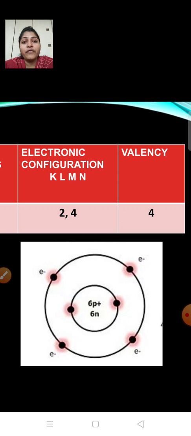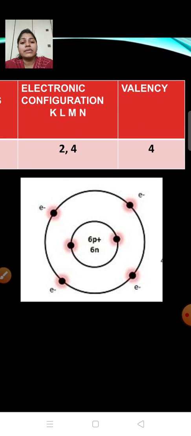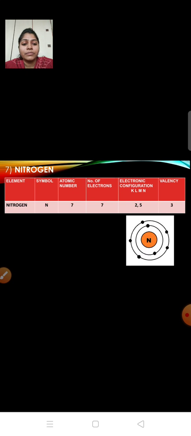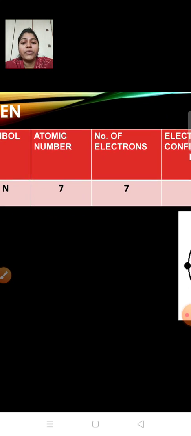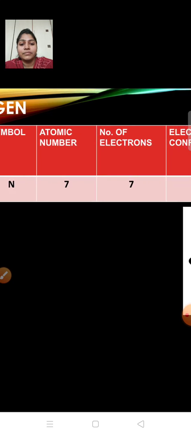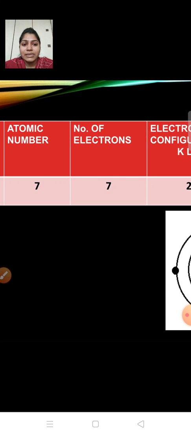Okay, so by sharing 4 electrons, carbon will achieve octet and it will become stable. So the valency of carbon is 4. By sharing 4 electrons, carbon will achieve stability. This is the electronic structure, you can say atomic structure, of carbon. I will come to the next element, that is nitrogen. The symbol of nitrogen is N. Atomic number is 7. Number of electrons 7.